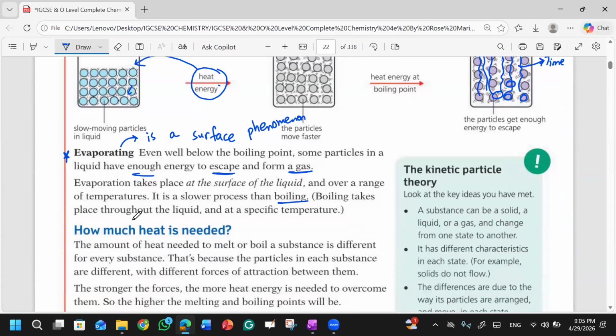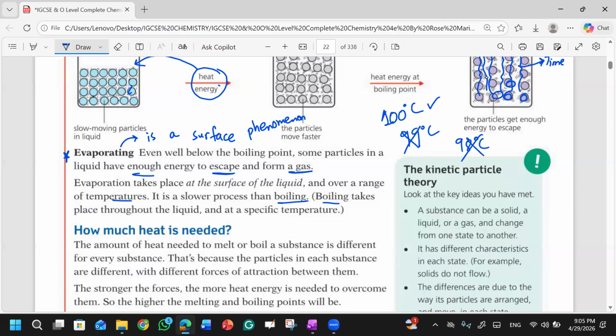Evaporation takes place at the surface of the liquid and over a range of temperature. It happens at different temperatures. But for boiling, there is a fixed temperature. Boiling will happen at a fixed temperature, just like we talk about water. You know the boiling point of water? Yes, 100 degrees Celsius. It will boil at 100 degrees Celsius. It cannot boil at 99. It cannot boil at 98. It will just boil at 100 degrees Celsius. So this is a fixed point, fixed value. Boiling takes place at a specific temperature.